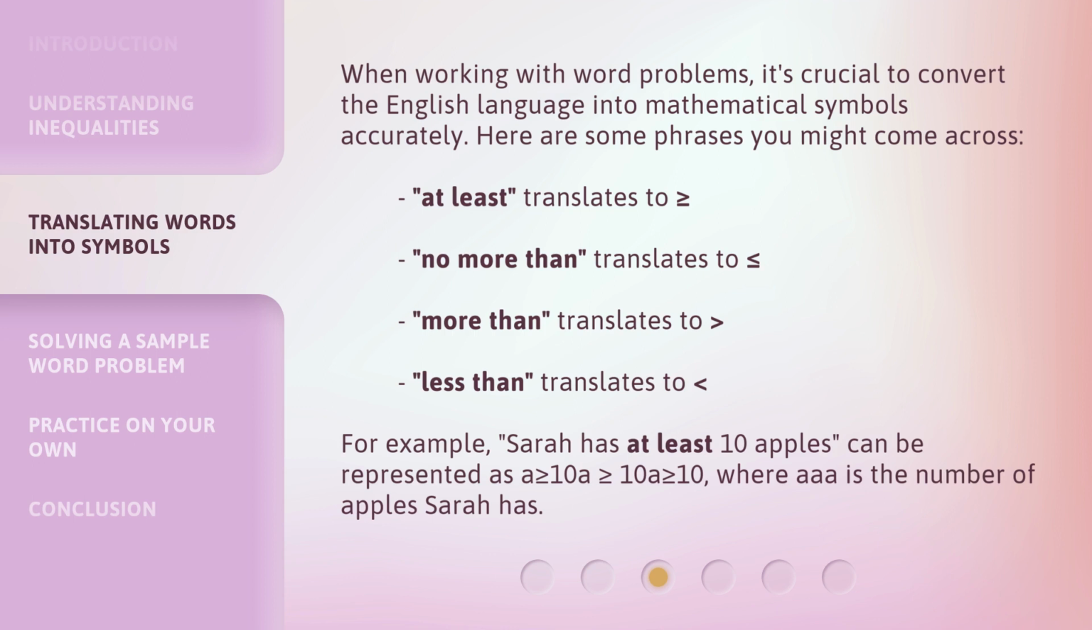For example, Sarah has at least 10 apples, can be represented as A is greater than or equal to 10, where A is the number of apples Sarah has.